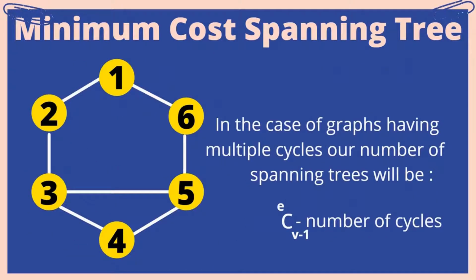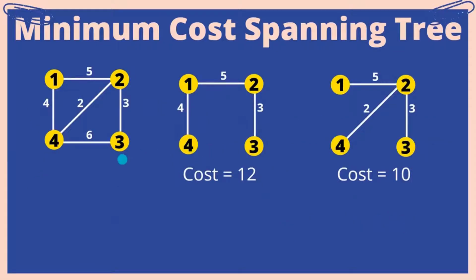So in case of multiple cycles, the total number of spanning trees generated is ECV-1 minus the number of cycles. So in this case, it's 6C5 minus 2. So let us consider a weighted graph. So this is a weighted graph and these are its spanning trees.